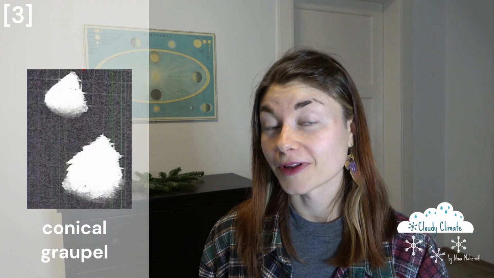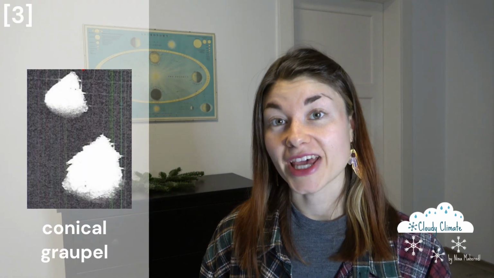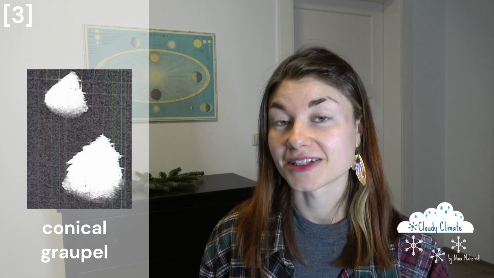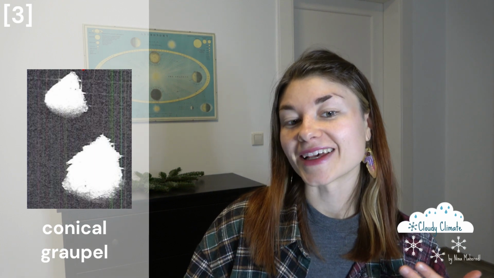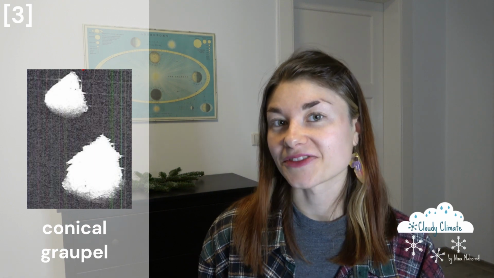There's a rather rare type of graupel observed in nature, which is called conical graupel. Conical due to its shape, so these graupel particles really look like cones, which is kind of nice when you're thinking about the snowflakes having their own little ice cream cones. The baffling thing about conical graupel is that we, as the science community, don't really understand how they form.